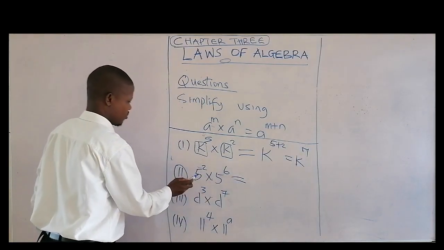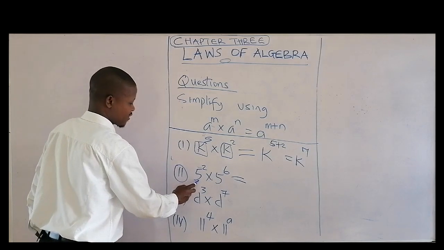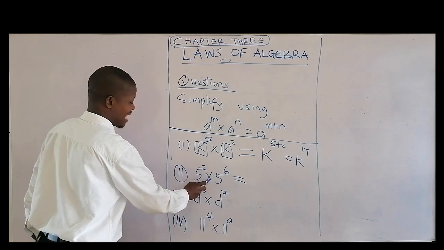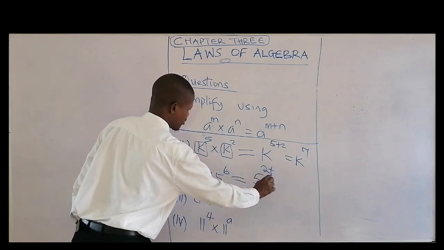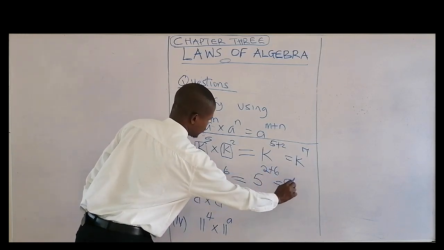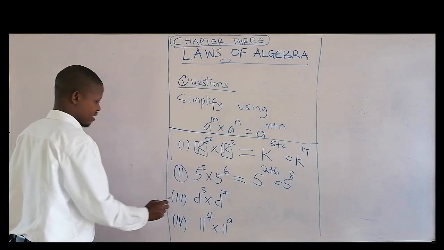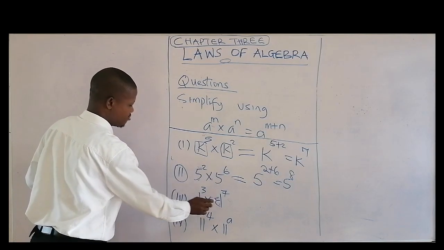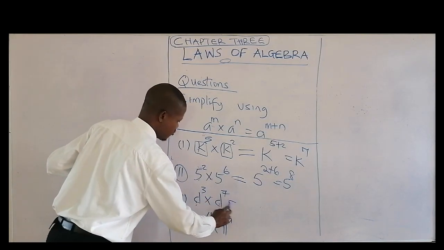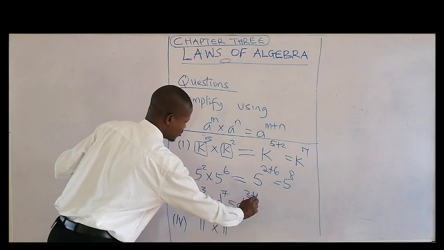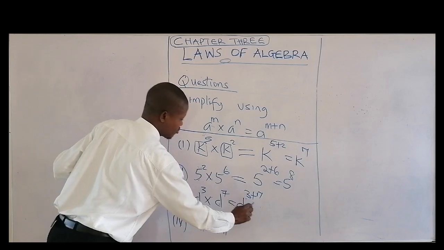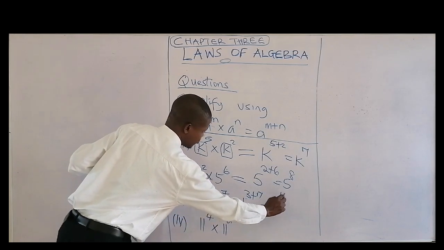Here, the second one, we have the base is 5. Okay, you are multiplying. You take one of the bases, then you add the power together. 2 plus 6. That's 5 to the power 8. Here also, the bases are the same, which is d. You take one of the bases, you are multiplying, and then you add the exponents or the powers together, and that will be d to this.